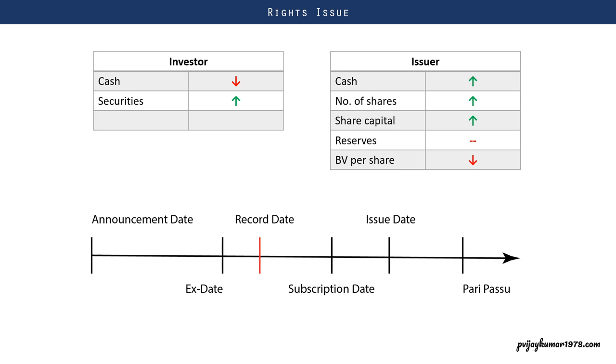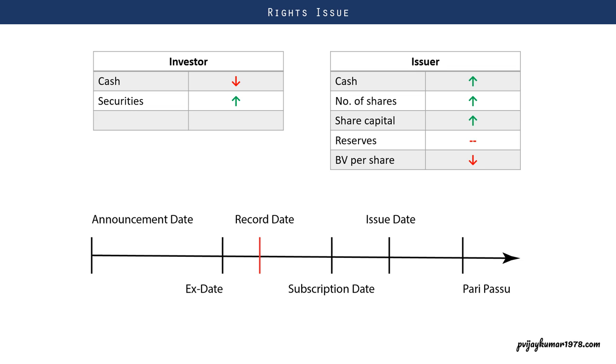Rights issue. Whenever a company wants to raise funds through issue of equity shares, it can do so by issuing rights to its existing shareholders. A rights issue gives a right, without any obligation, to the existing shareholders to subscribe to additional shares of the company. The rights are generally priced at a lesser price than the current market price.